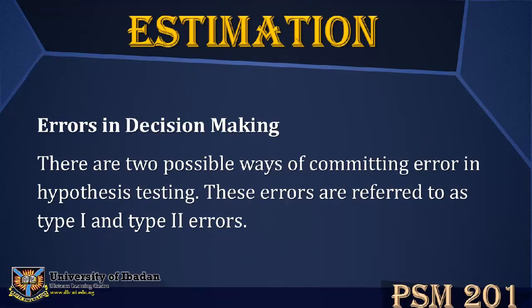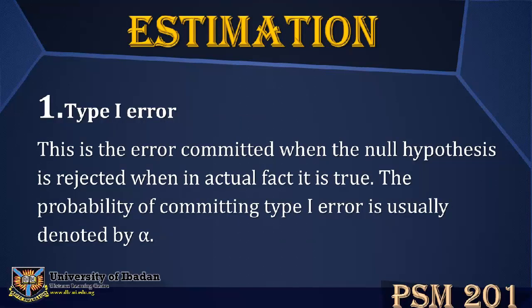Errors in decision making. There are 2 possible ways of committing error in hypothesis testing. These errors are referred to as type 1 and type 2 errors. Type 1 error. This is the error committed when the null hypothesis is rejected, when in actual fact it is true. The probability of committing type 1 error is usually denoted by alpha.